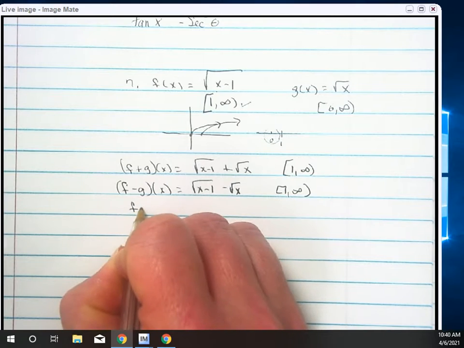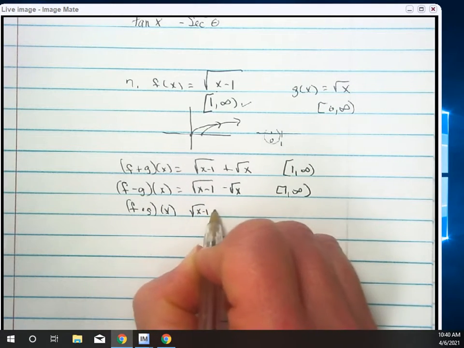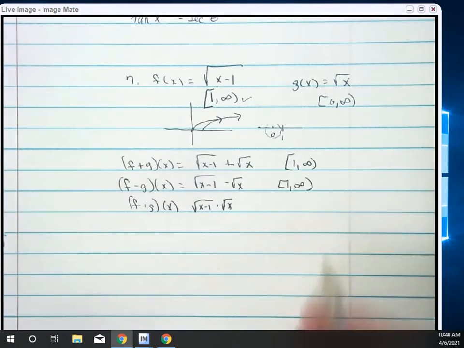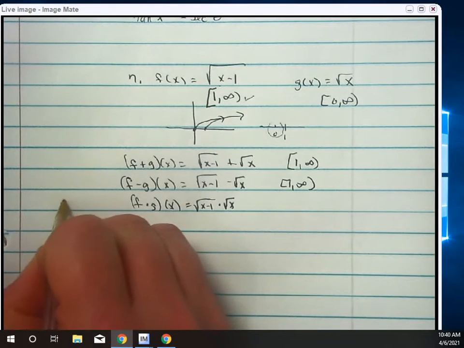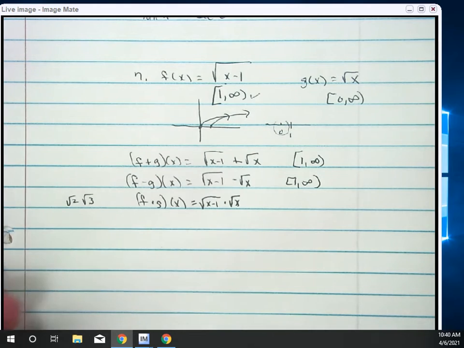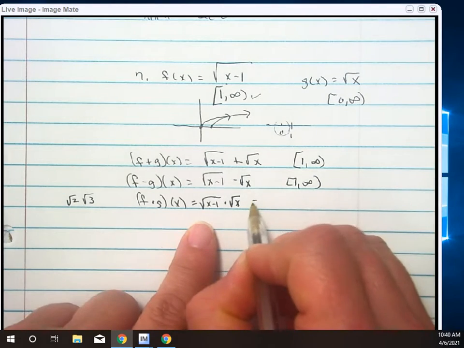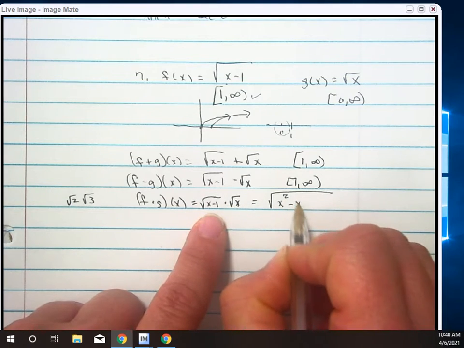When you are multiplying, how do you multiply square roots? Square root 2 times square root 3 is what? Okay, so you multiply the numbers underneath the radical. How do you multiply x times x minus 1? Distribute the x.